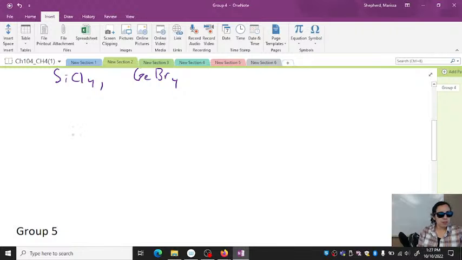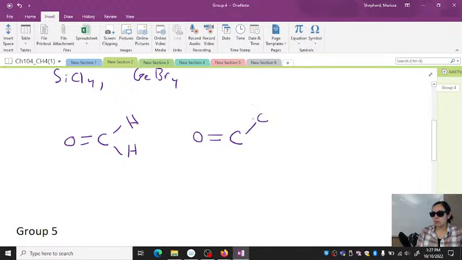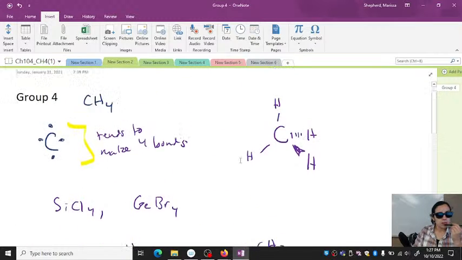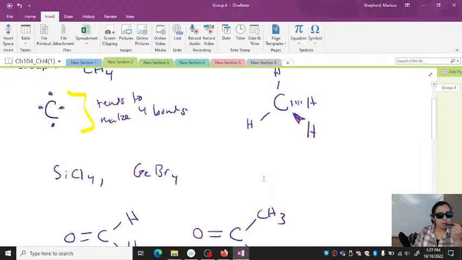Other things to watch out for with group 4: carbon can make double bonds. This is pretty common. So carbon double bonded to oxygen, and then you could put hydrogens there, or it would go on to bond with other carbons. So those are the two characteristic things.